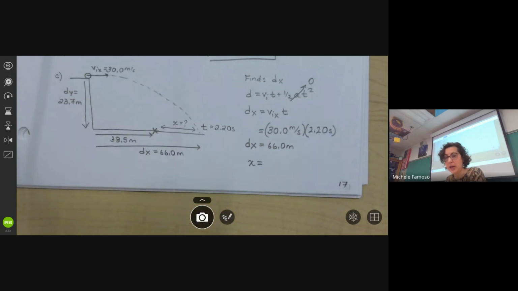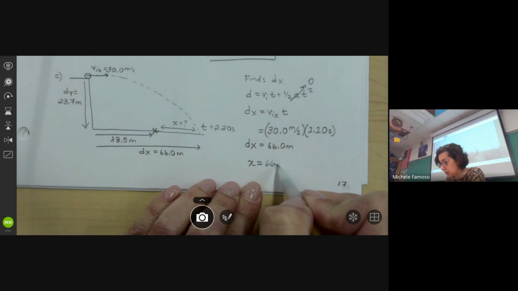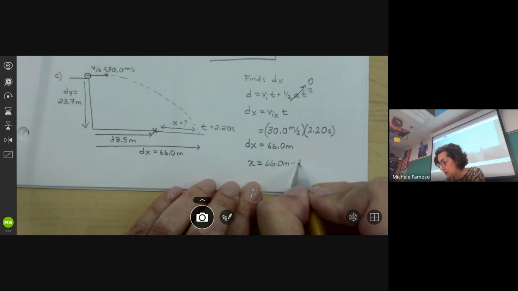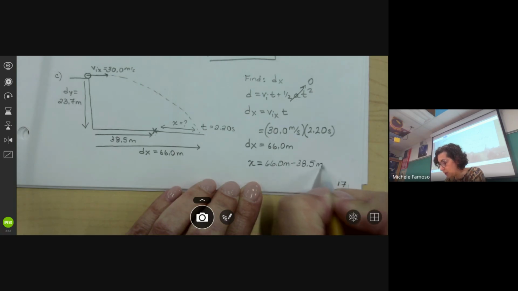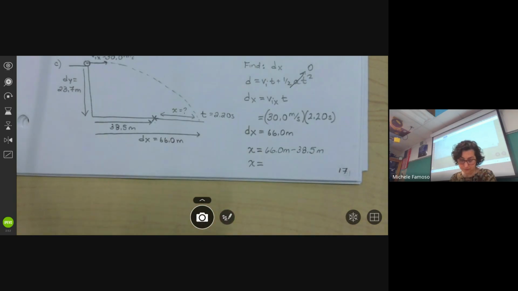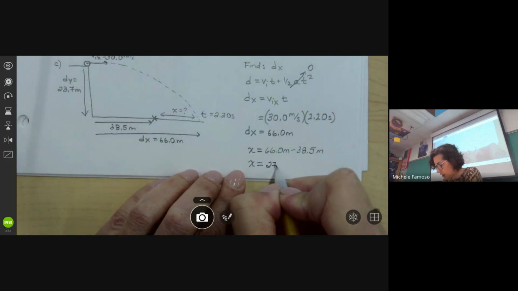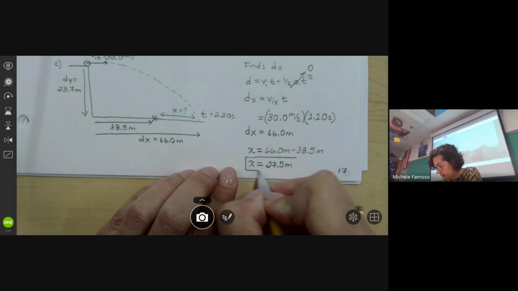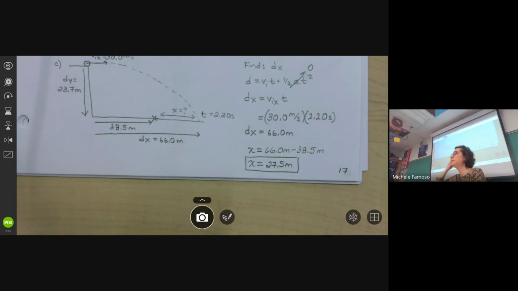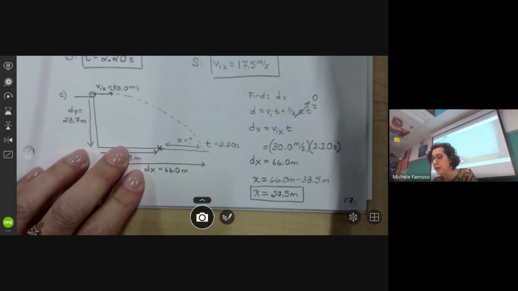Now, remember what we said. You want to come up with that X distance because there's your landing zone. So what am I going to do? 66.0 meters minus 38.5 meters. Jackson, can you tell me what that means that distance is? That's correct. Okay. Questions? All right, let's turn to the next page and see how far we can get with number 7.